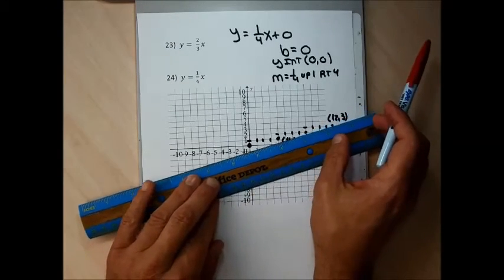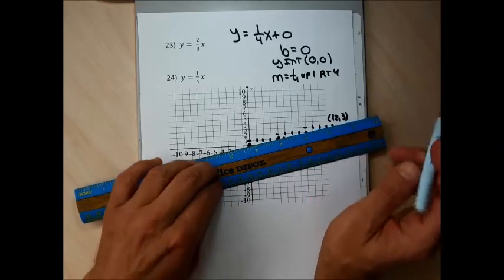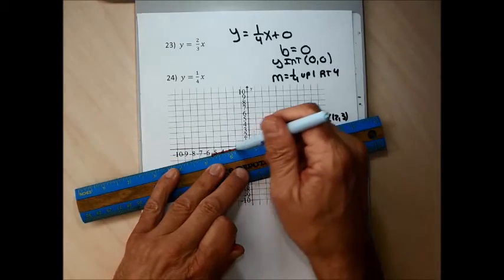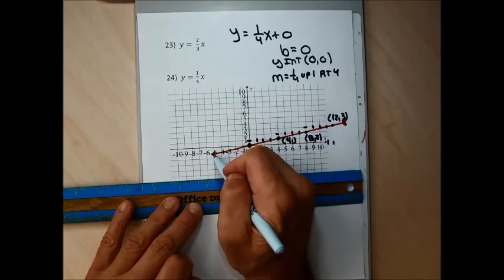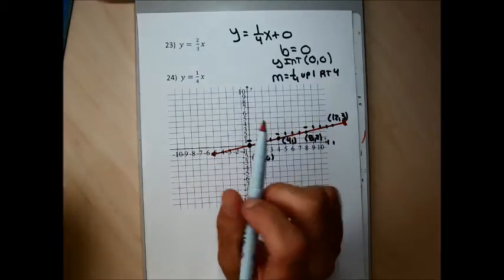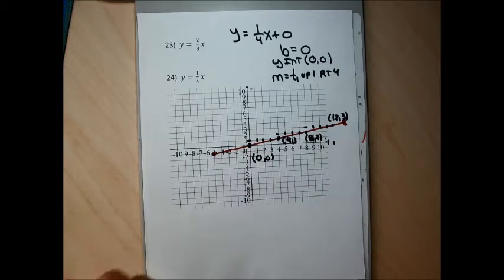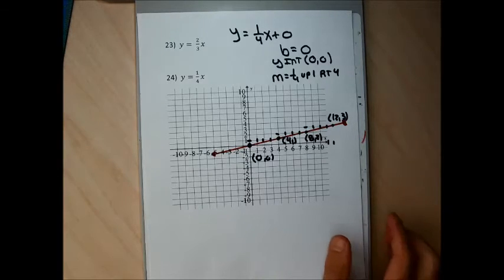Now I'm going to connect those points with a line. Put a little arrow at the end of this line, a little arrow at the end of that, and that would be completely suitable. When I go to do problem 26, I think I'm going to run out of room, and I'll teach you how to go backwards to get more points.